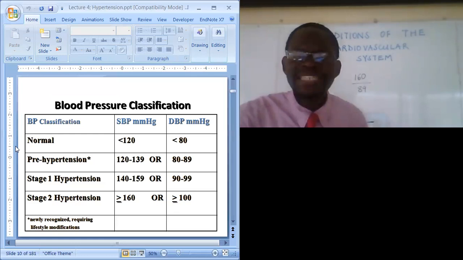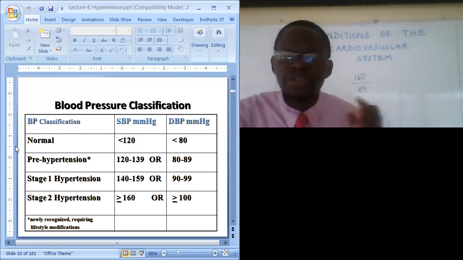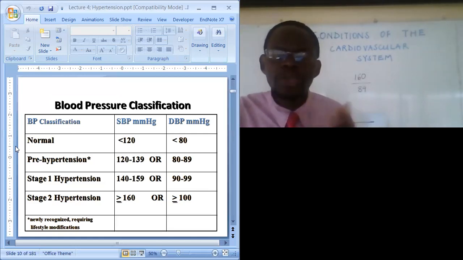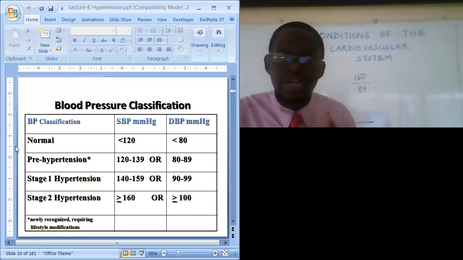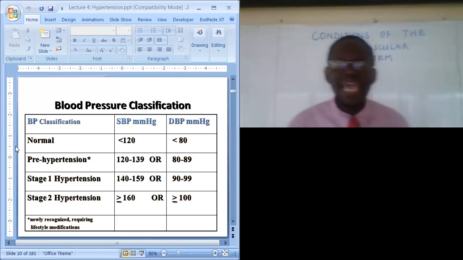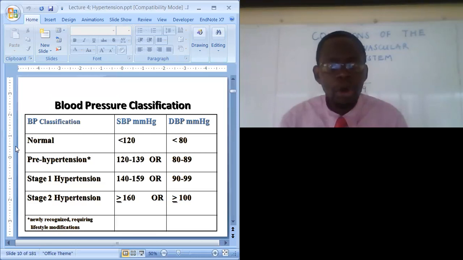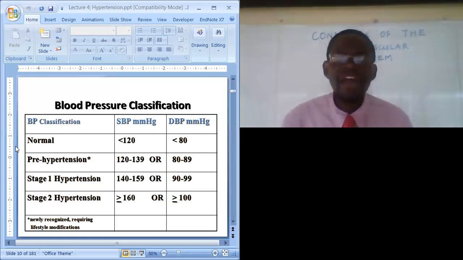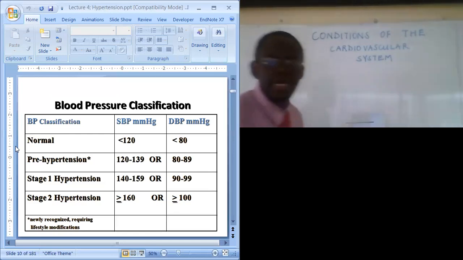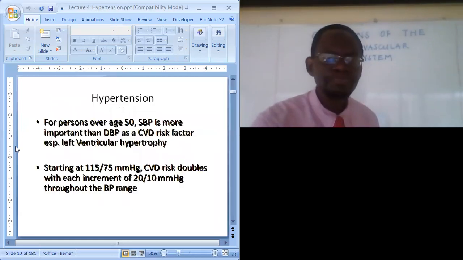So that is why we are saying it is either a systolic of more or equal to 160, or a diastolic of more or equal to 100, or even it can be both, yeah. So it can either be a high systolic or a high diastolic, or both. In other words, both of them are raised. All right. So I hope you have understood that concept of classification of blood pressure.